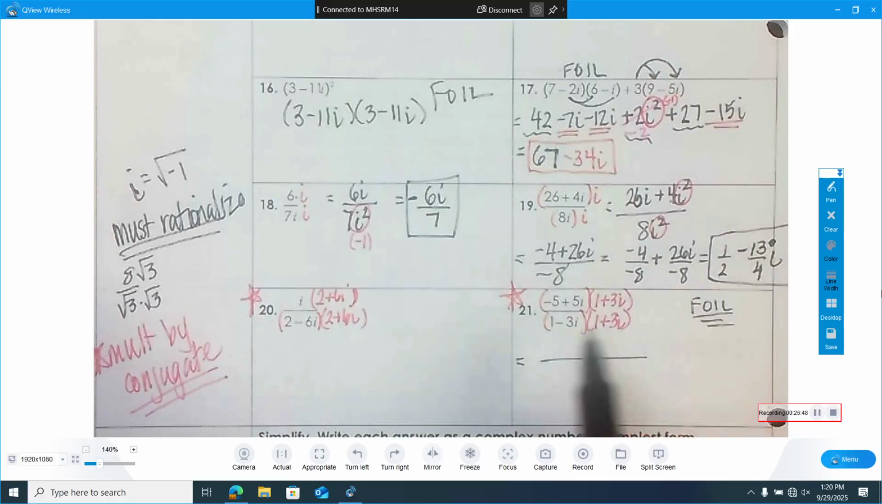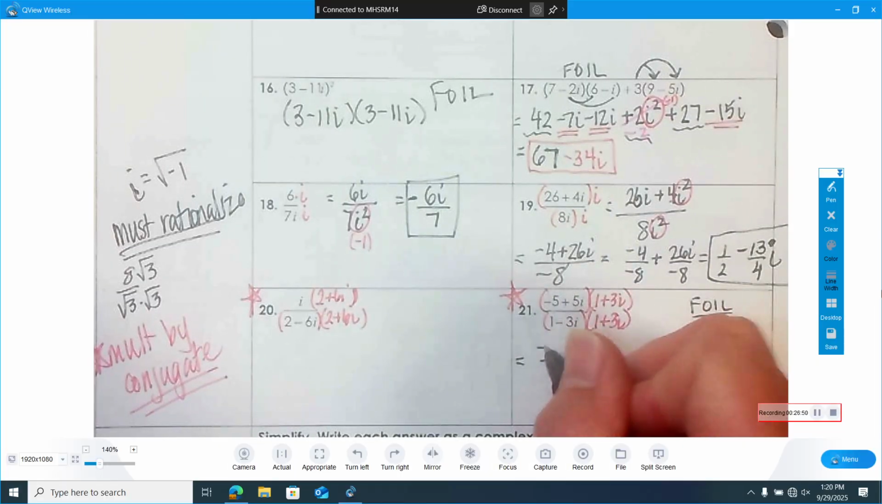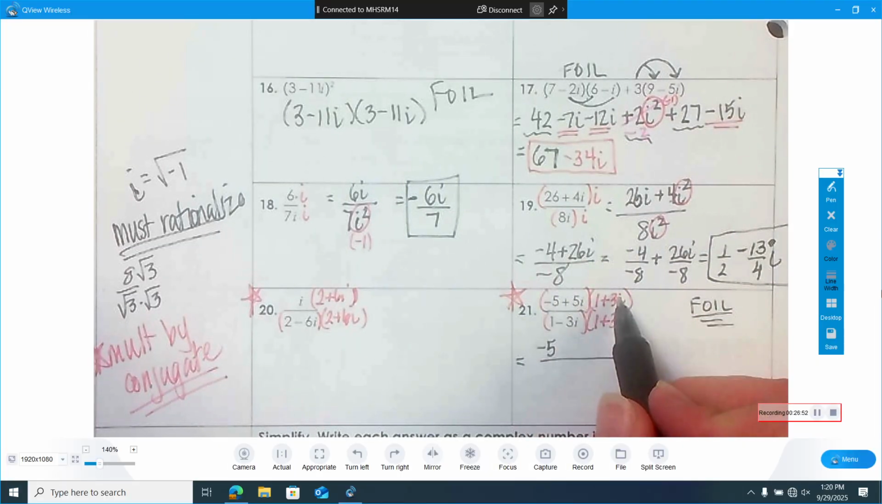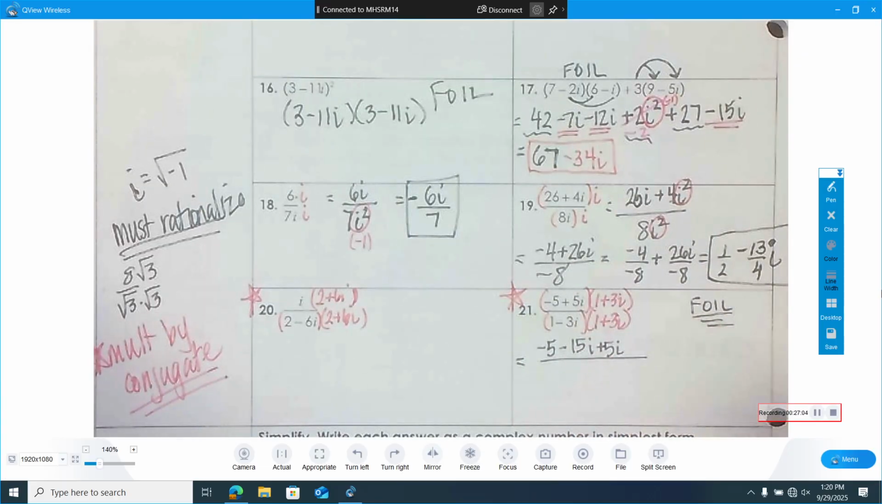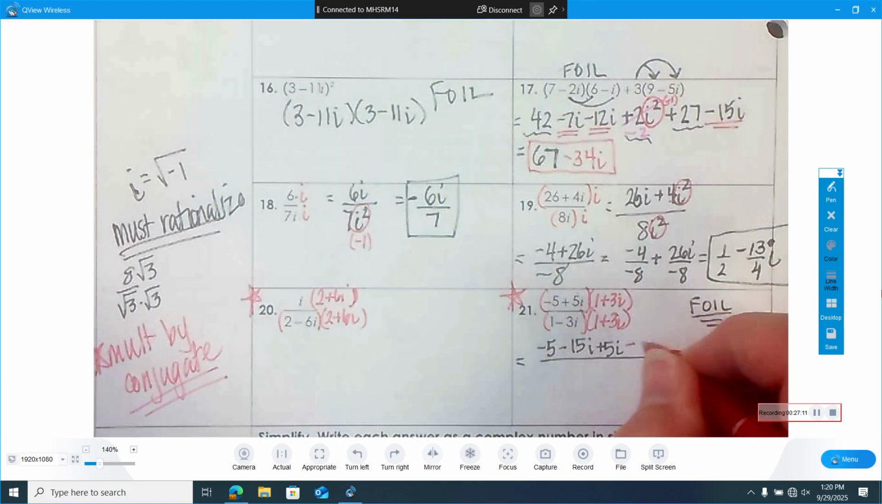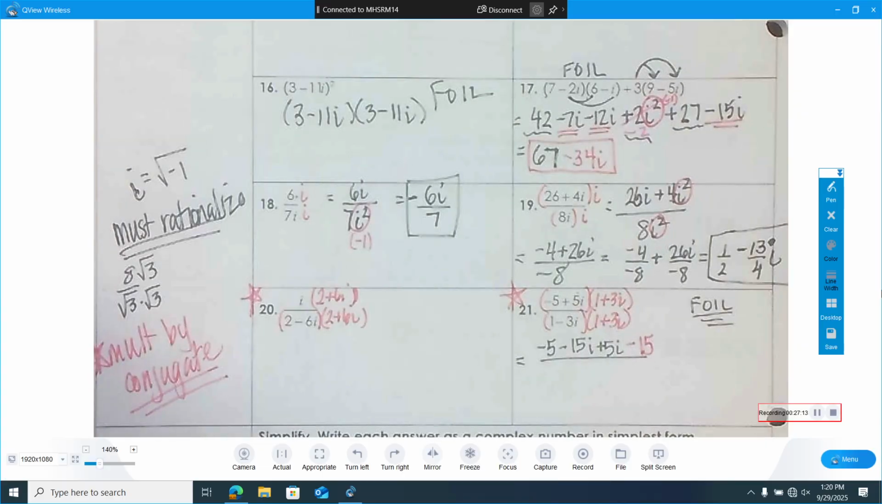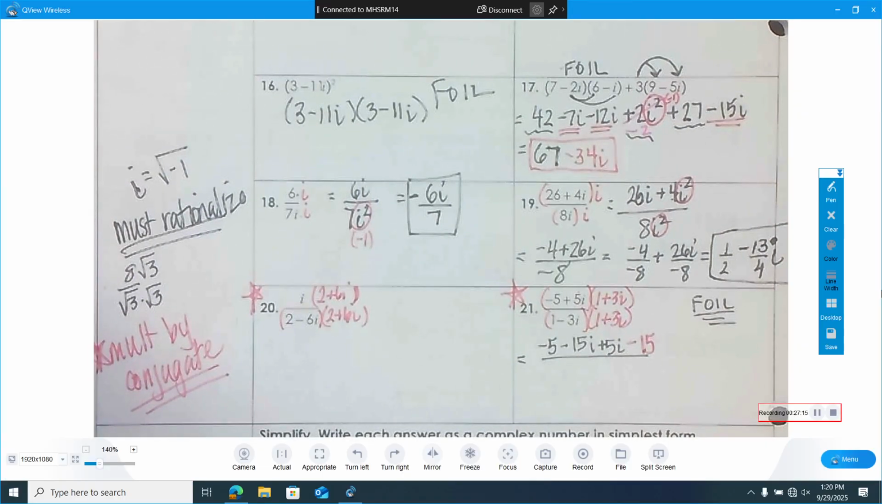Okay, so I have negative 5 times 1 is negative 5. The outside becomes negative 15i. The inside becomes 5i. And last times last becomes 15i squared. Can I just go negative 15? And I'll write it in red so we know we did one more step there.